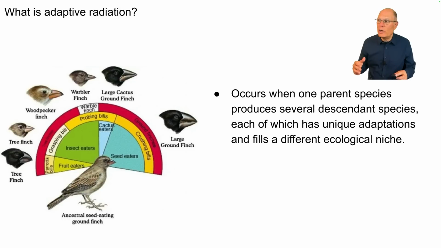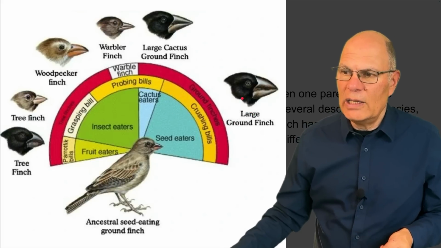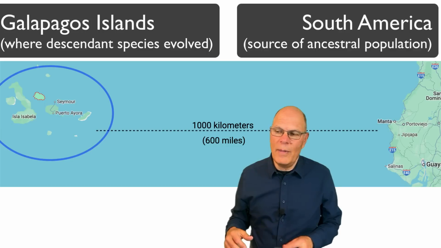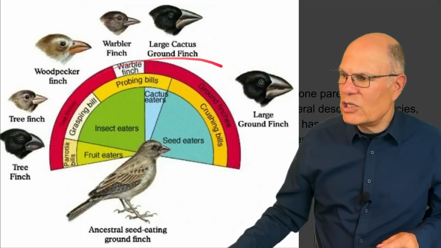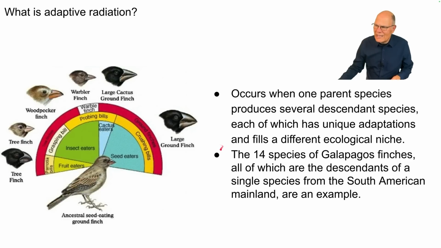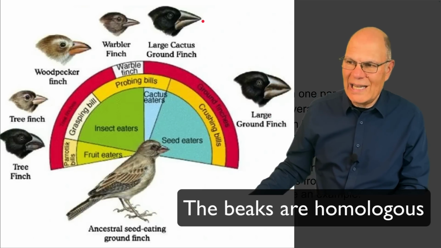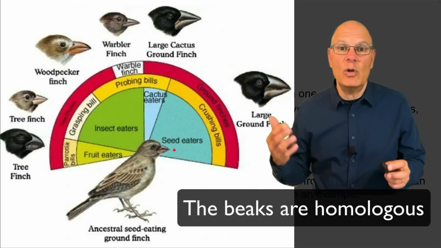Adaptive radiation occurs when one parent species produces several descendants, each of which has unique adaptations and fills a different ecological niche. These are some of the finches that live on the Galapagos Islands. They are all the descendants of an ancestral finch that was blown over there from Ecuador, a small population of finches, and that evolved in different directions. What's the connection? These are descendants of the same species, and their beaks are actually homologous features. They descended from a common ancestor. They became modified in each of the descendant species in different ways.